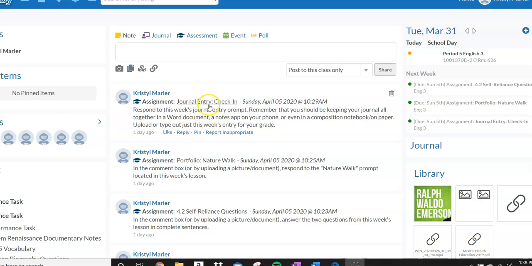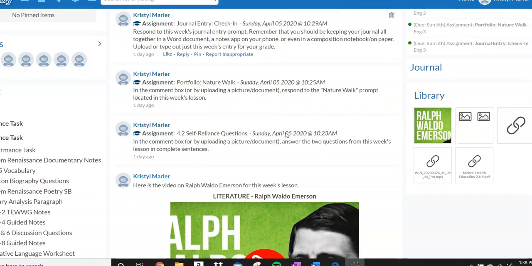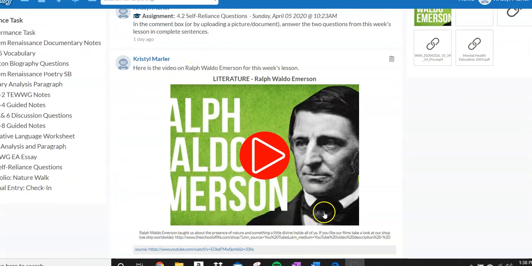The third assignment is a journal entry, and this one is going to be titled Check-in. It says respond to this week's journal entry prompt. Remember, you should be keeping your journal all together in a Word document, a notes app on your phone, or even in a composition notebook / on paper. Upload or type out just this week's entry for your grade. So again, if you're keeping it just in a composition notebook, I've been using one a lot, especially during this e-learning experience, you can keep it in there. Just make sure it's written dark enough in pen or something so I can see it if you take a picture.